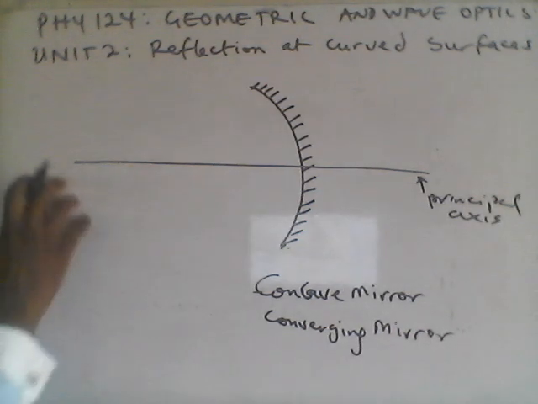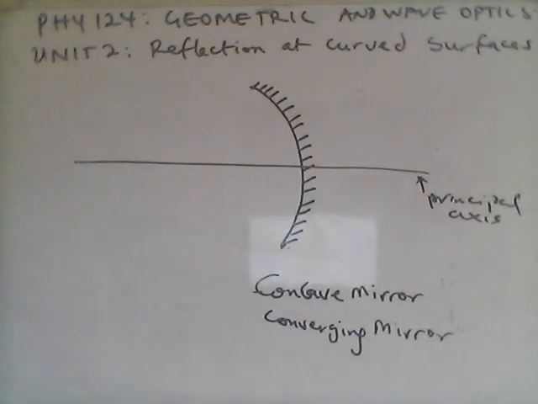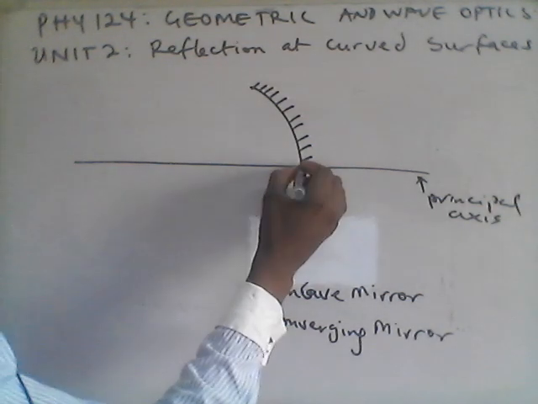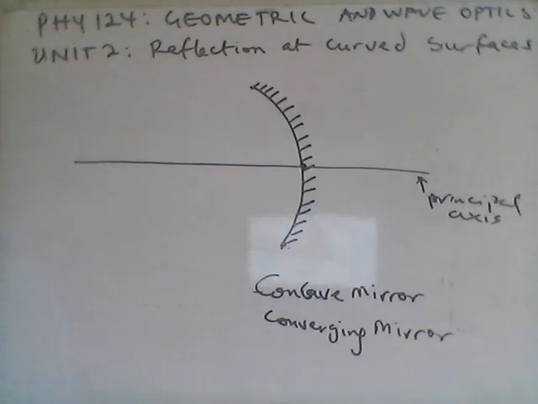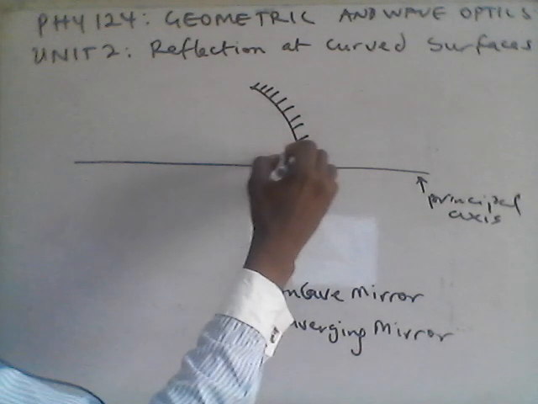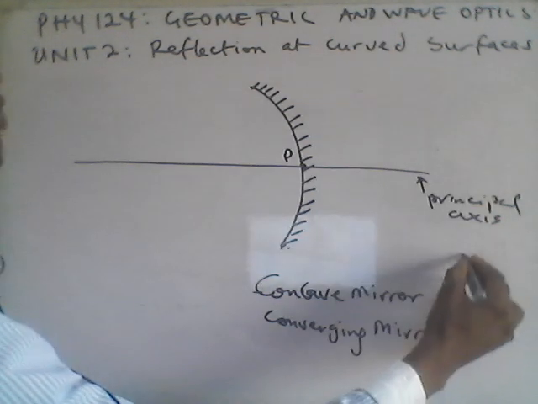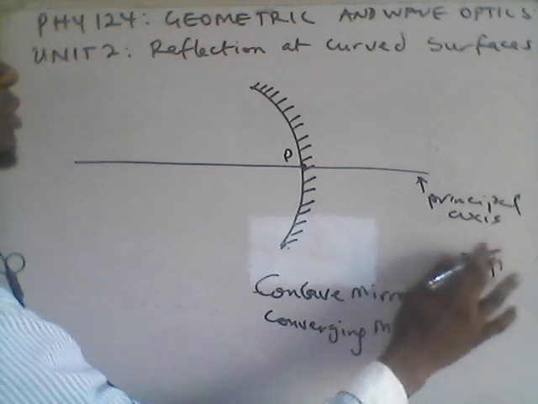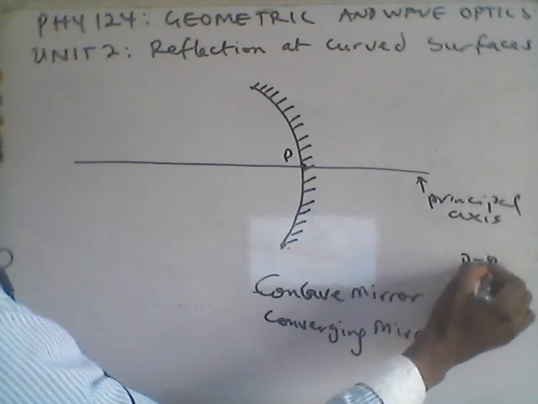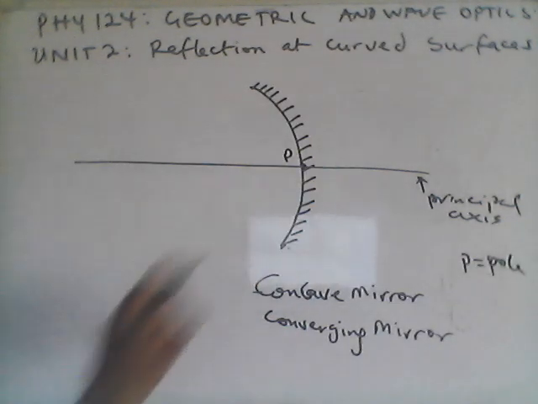There's an imaginary line that tells us the principal axis. There is a point on the mirror where this imaginary line cuts the mirror. I will call this point the pole, P. So P is equal to the pole. The pole is just the center part of the mirror when divided into two by the principal axis.